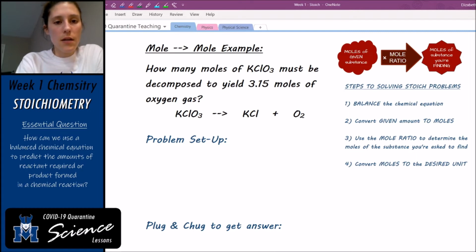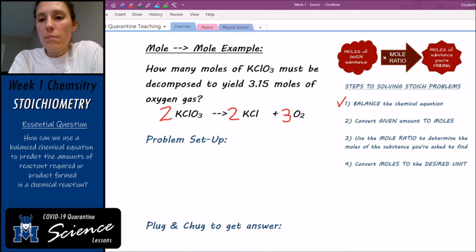I'm going to just write in the coefficients here. So it'll be 2 KClO3 yields 2 KCl and 3 O2. So those are the coefficients there. So I've balanced the chemical equation.